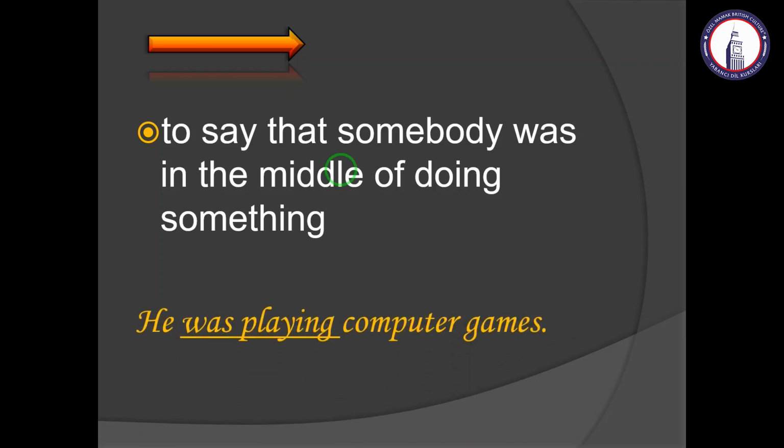So look at the example. He was playing computer games. It means that he started computer games and playing computer games from a time in the past, and it continued from one time to another time. It didn't stop at once. It had a duration. 1 hour, 2 hours, maybe 1 minute, 2 minutes, sometimes some days also are possible for past continuous.